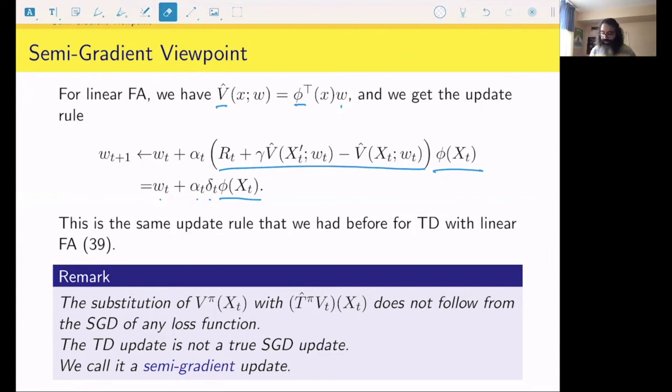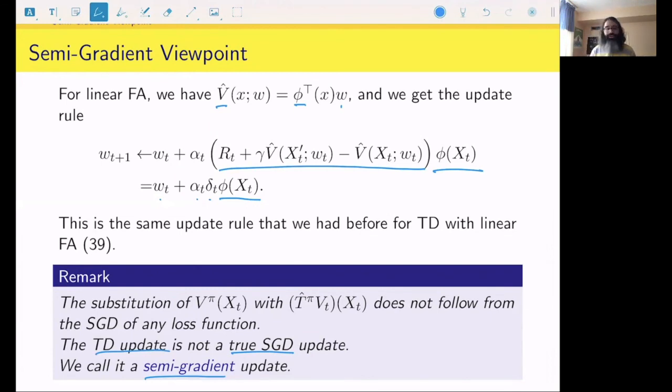But maybe before doing that, I just want to say that the TD update is not a true SGD update because it is not an SGD of any loss function. There is a kind of one-step jump there, or heuristic reasoning, that does not come from following SGD. That's why it's called a semi-gradient method, because it's not exactly a gradient method. Again, it would converge to what we want if the samples come from the stationary distribution of that policy.